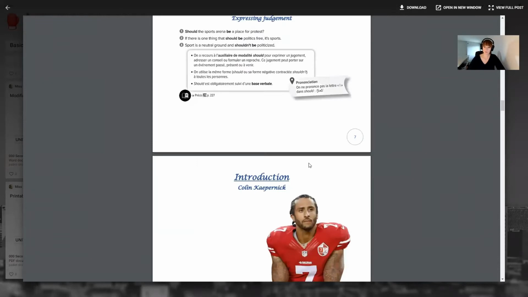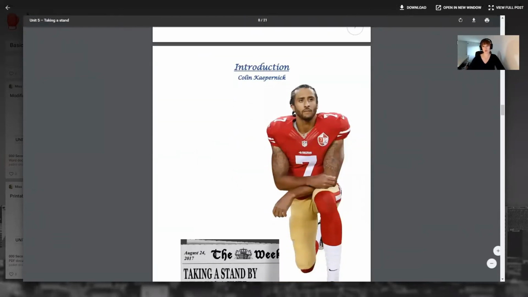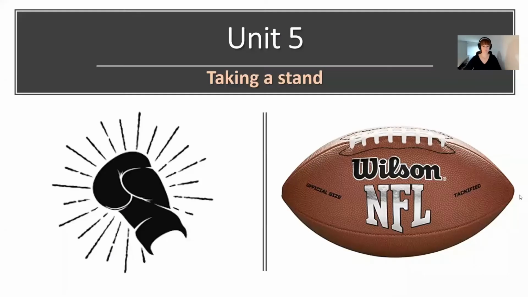We are going to do a little bit of grammar, and today we are starting the introduction. Unit 5, Taking a Stand. First of all, what does it mean to take a stand? Well, to take means prendre, and a stand comes from the verb to stand. You remember, to stand means être debout. You remember, stand up means levez-vous, mettez-vous debout. To take a stand means to take position, prendre position pour quelque chose ou contre quelque chose, affirmer ses opinions.